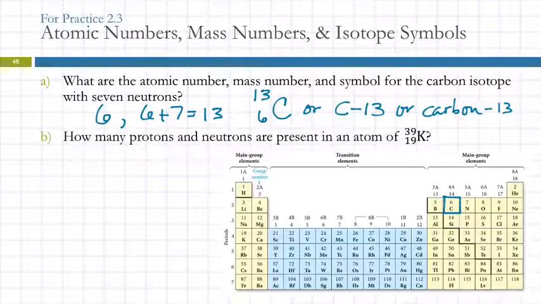How many protons and neutrons are present in an atom of this? 19 protons and 20 neutrons. So the protons is just, they flat out tell us right here, 19. If they didn't write the 19 down there, you could find potassium on the periodic table, it's element number 19. And then to find the neutrons, we're going to subtract 39 minus 19. So 20 neutrons. Any questions?